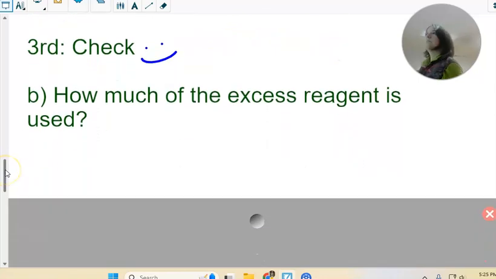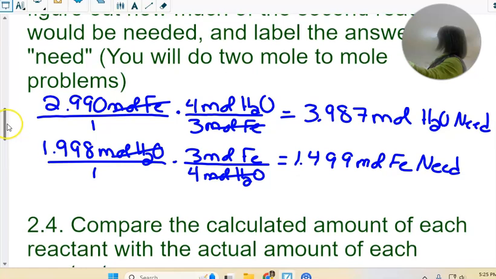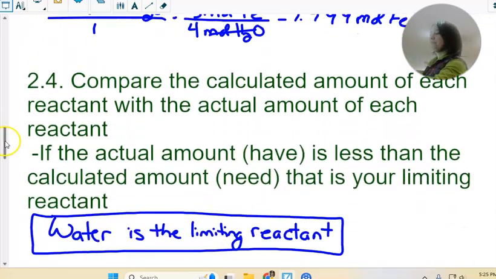So now let's look at B. How much of the excess reagent or reactant is used? Well, if we use up 1.998 moles of water, we're going to need 1.499 moles of iron. And so we're using up all the water to use up that much amount of iron, so that's the amount of iron we're going to use. So 1.499 moles of iron.